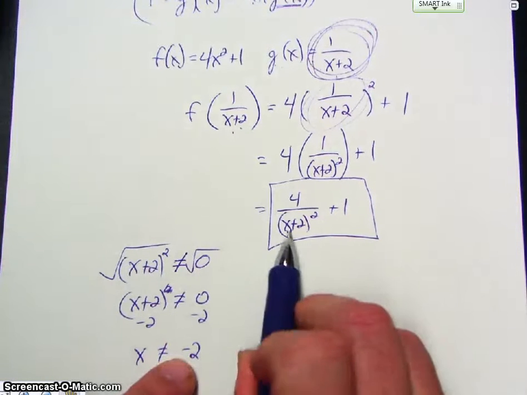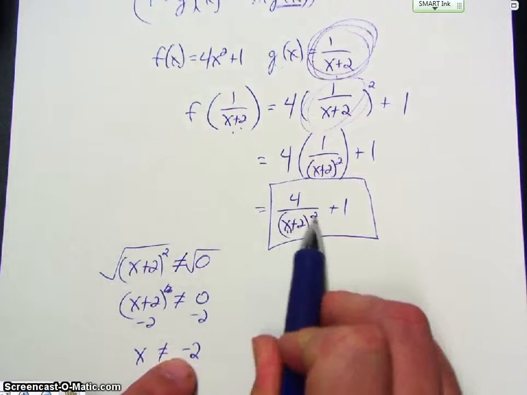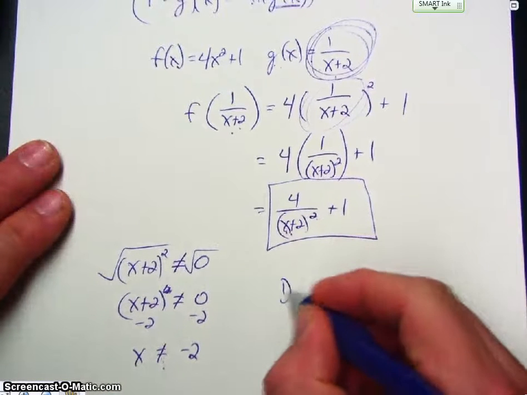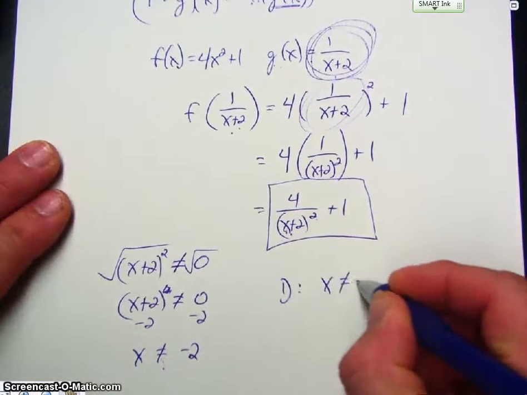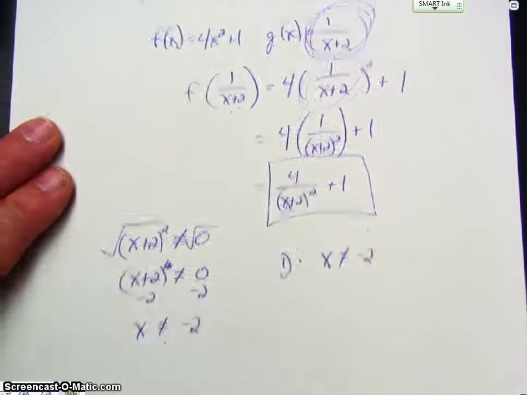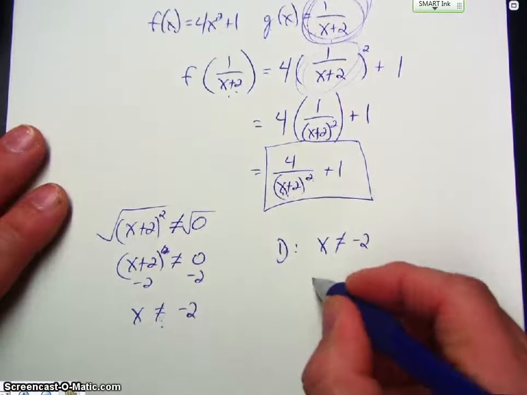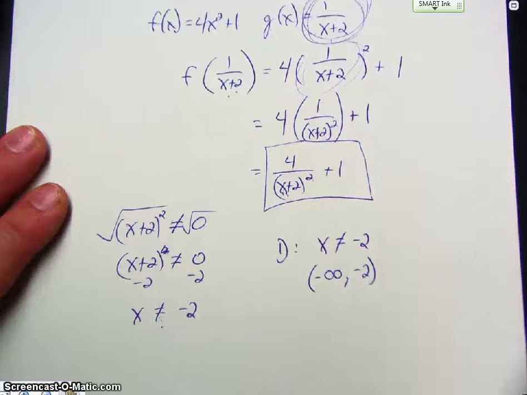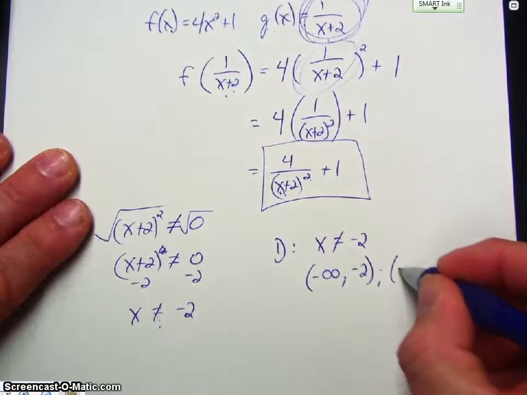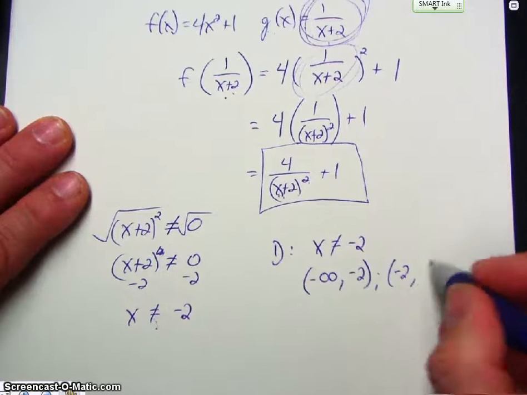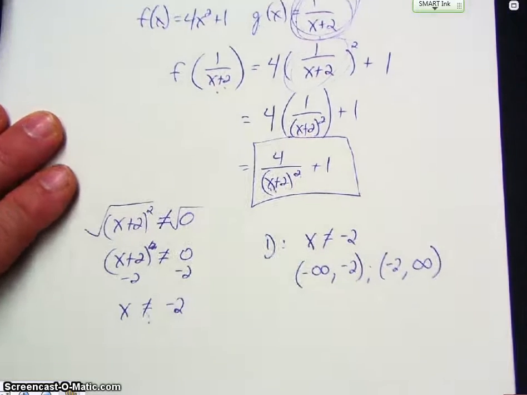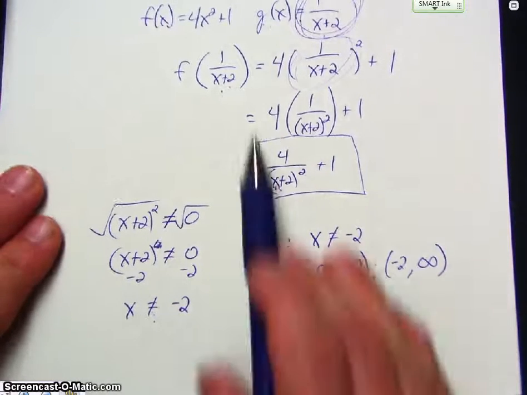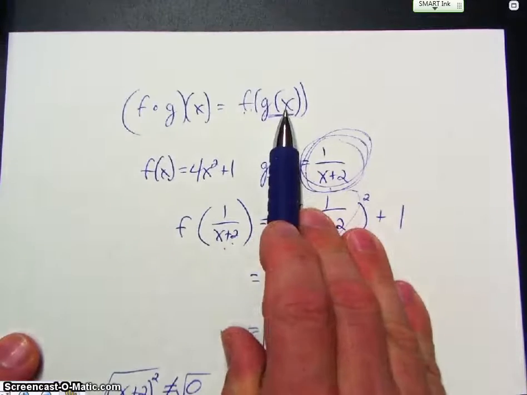So that means if I put negative 2 in here, negative 2 plus 2 is 0, 0 squared is 0, I can't have that. So that's the reason why it cannot equal that. So my domain, x cannot equal negative 2. To write that in interval notation, we will say parenthesis negative infinity to negative 2 parenthesis, then parenthesis negative 2 to positive infinity.